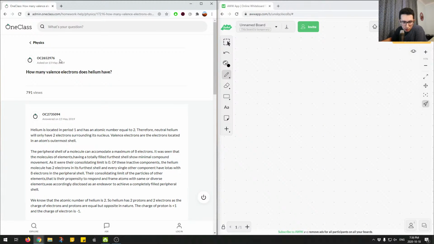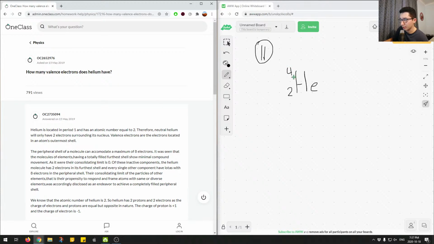Alright, so for our next question, this is question number 11. Here we're asked how many valence electrons helium has. This is more of a chemistry question, not a physics question, but we'll answer it anyway. It's a pretty straightforward question.